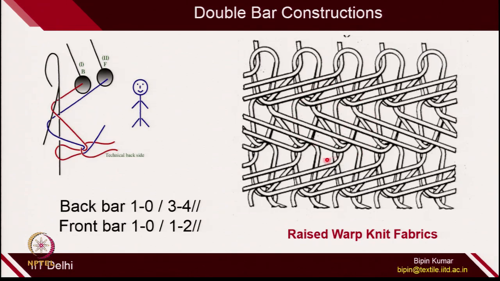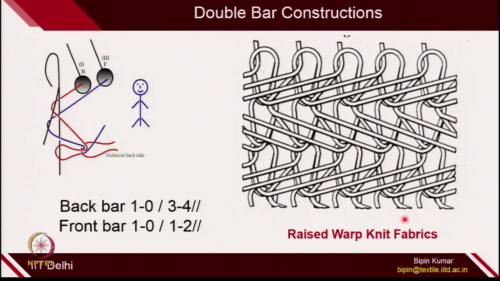If you see this particular structure, two different types of shogging motion are provided by two different guide bars. For the back guide bar, the lapping plan is 1, 0, 0 to 3 and 3 to 4. You can see the underlap is 0 to 3, which means 3 units or 3 pitch, but if you see the front bar, the underlap is 0 to 1 unit. Once the guides have different overlap and underlap movements during the course, it is only possible when these guides are attached with different guide bars. This particular structure is called raised warp knit fabrics.